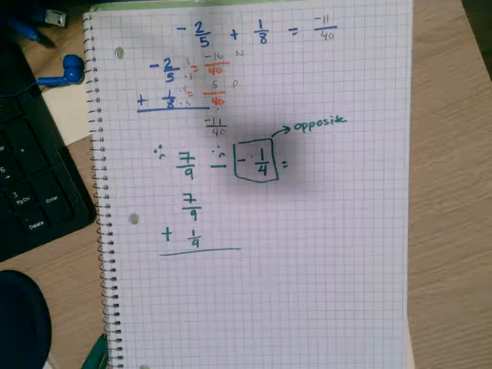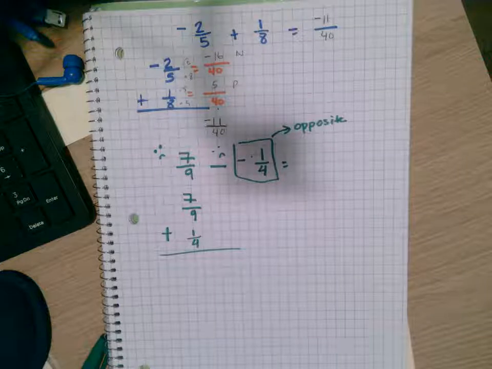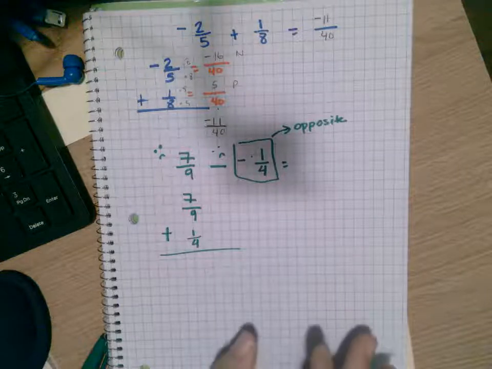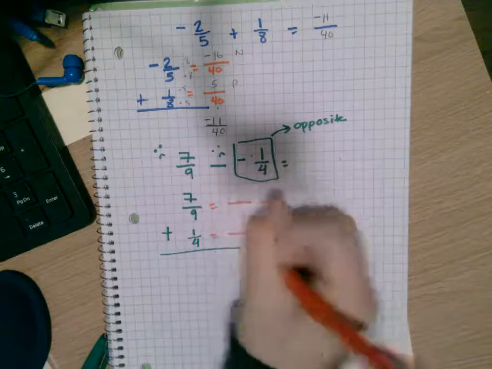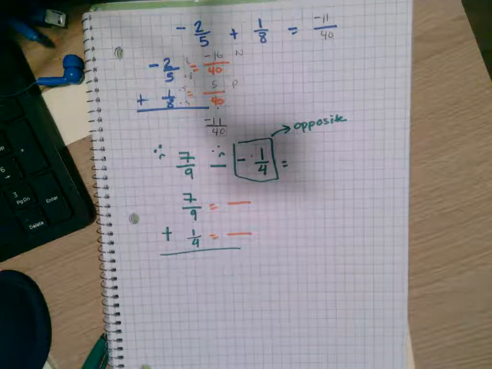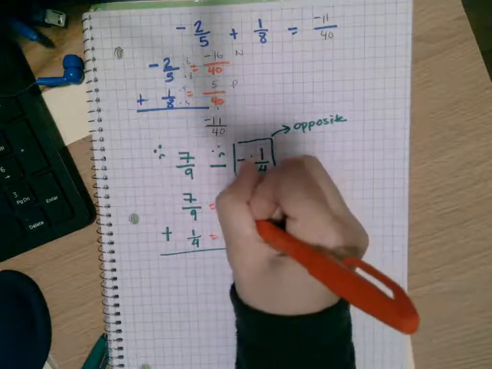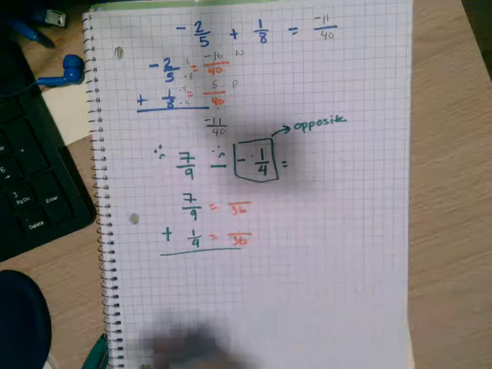All right, what's our common denominator between 9 and 4? What's our least common denominator? That's the hardest part, I think, finding your common denominator. 36. I like it, Sean. 36.